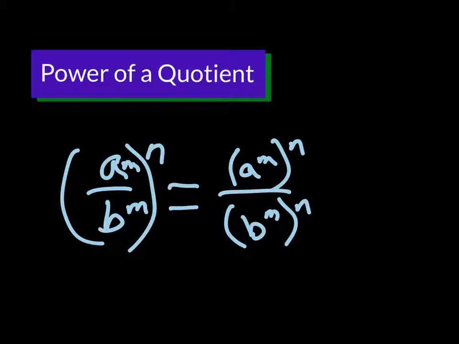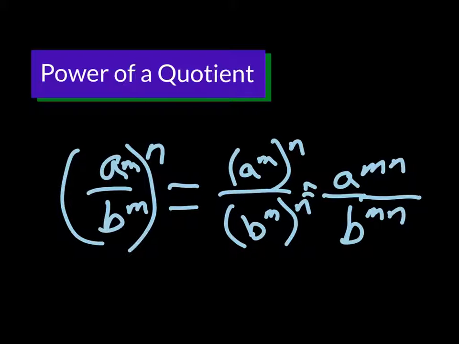Now we're going to apply the power of a power rule, which says that when a power is raised to a power, you multiply the powers. So a to the m to the n is going to be equal to a to the mn. And b to the m to the power of n is equal to b to the mn.